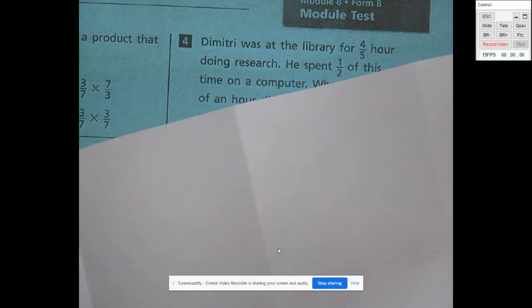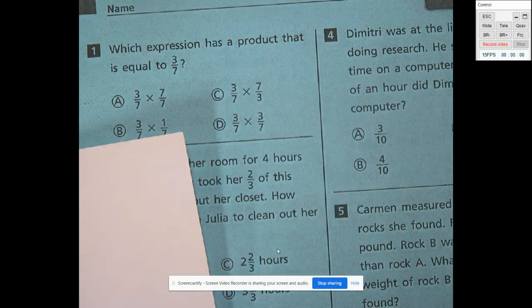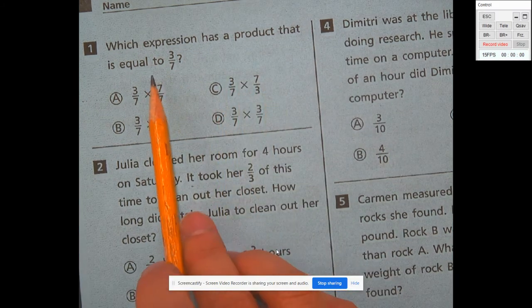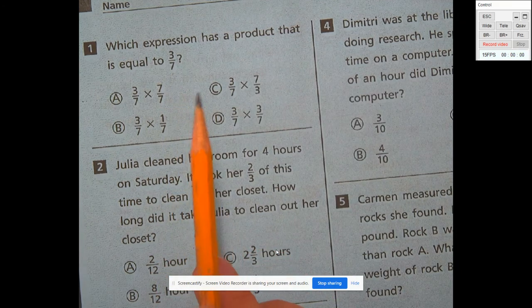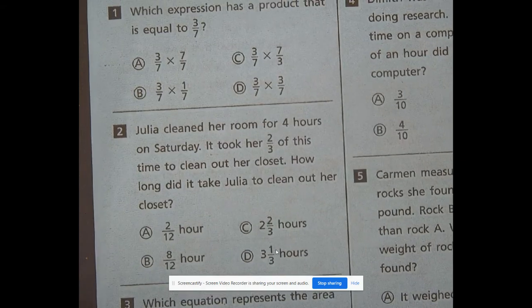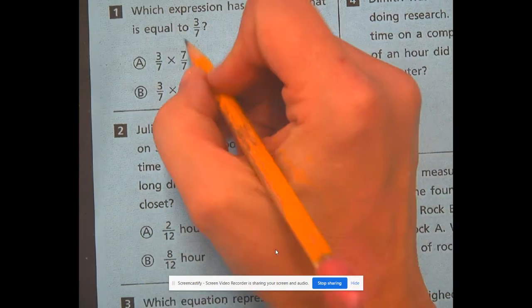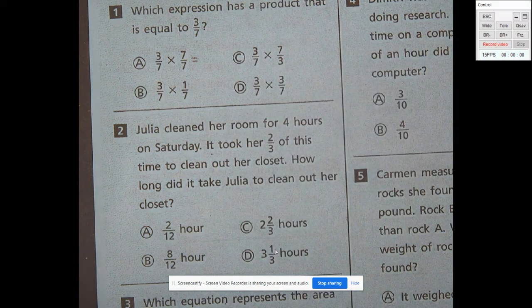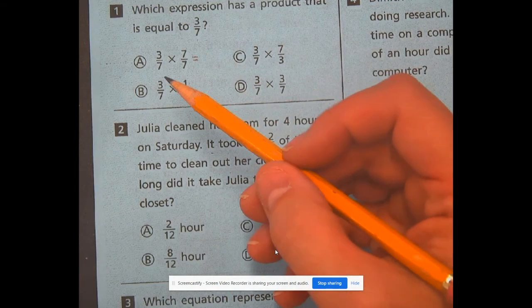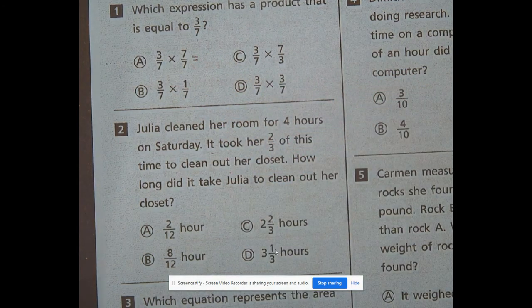All right, Module 8, Test B, which is our review for our test tomorrow. Which expression has a product that is equal to 3/7? So what do you think we need to do? Okay, so we're multiplying, and if any of them equal 3/7, then we choose that, right? So what shall we do to figure that out?